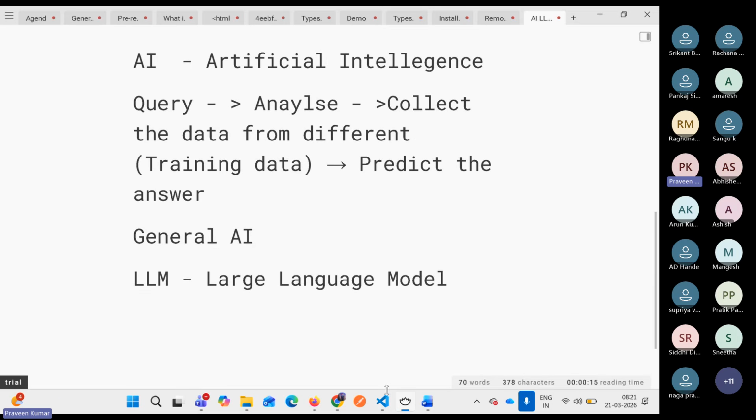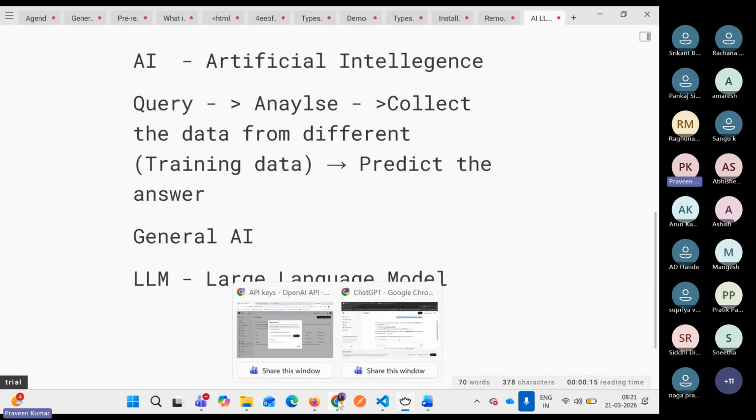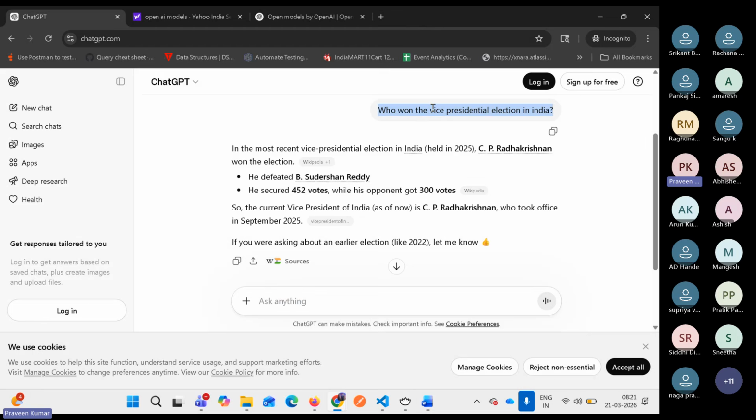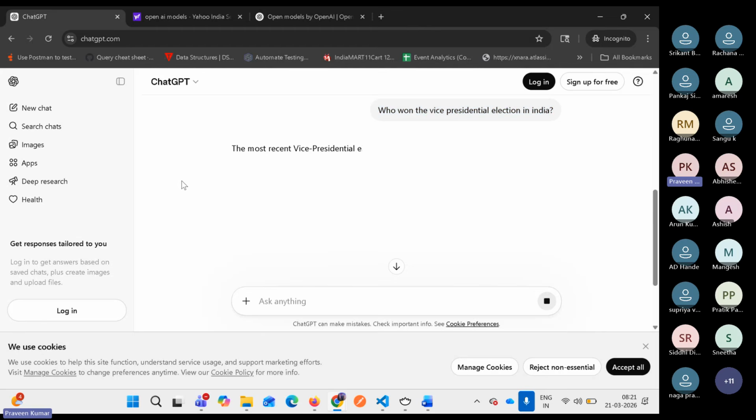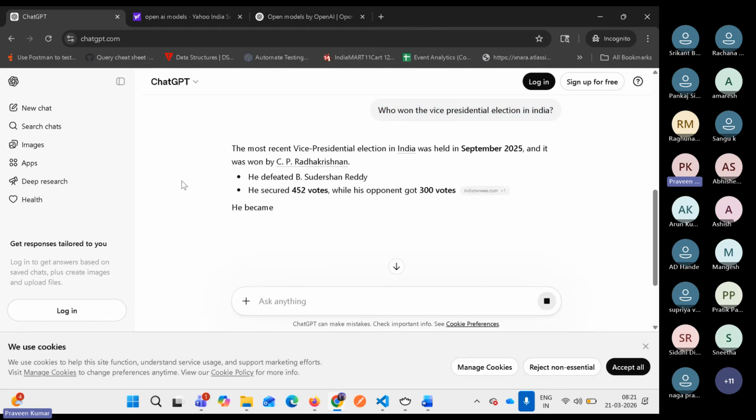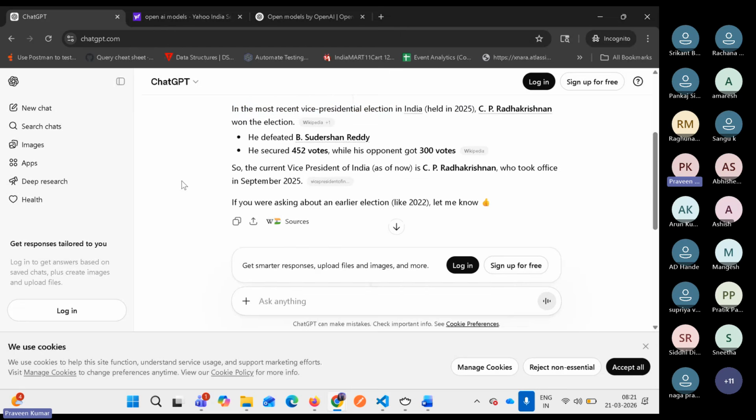What generally happens inside LLM anytime you try to test? LLM testing is entirely different from software testing. Whatever software testing you try to do, it is entirely different from LLM testing. I'm asking the same question over here again: who won the vice presidential election? Now let's see. It has given some answer over here.